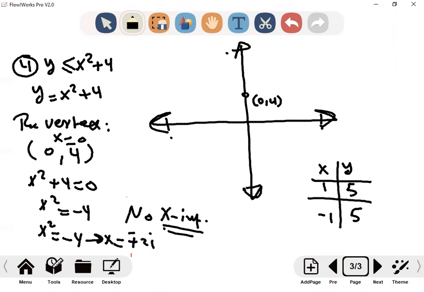We have the 2 points, 1 and 5. This is 1, the 5 up at the 4 here. And this is negative 1, the 5 up at the 4 here, right? This is your parabola, right? You don't have an x-intercept here.